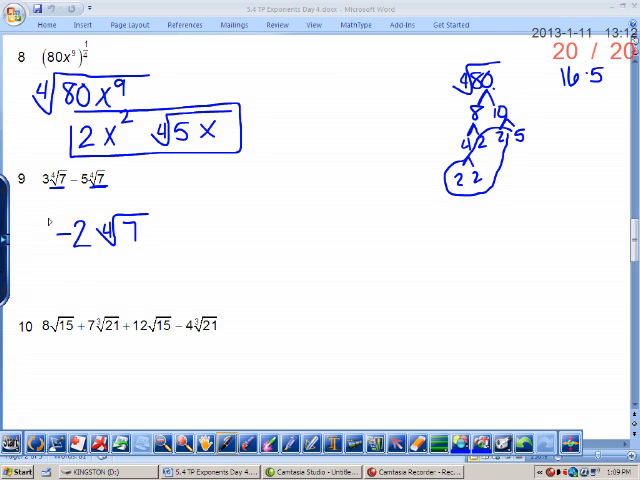Questions on that? You like that one? Okay. Try number 10. 8 root 15 plus 7 times the cube root of 21 plus 12 root 15 minus 4 times the cube root of 21. Only combine if they are exactly the same radicals. Same index, same radicand.